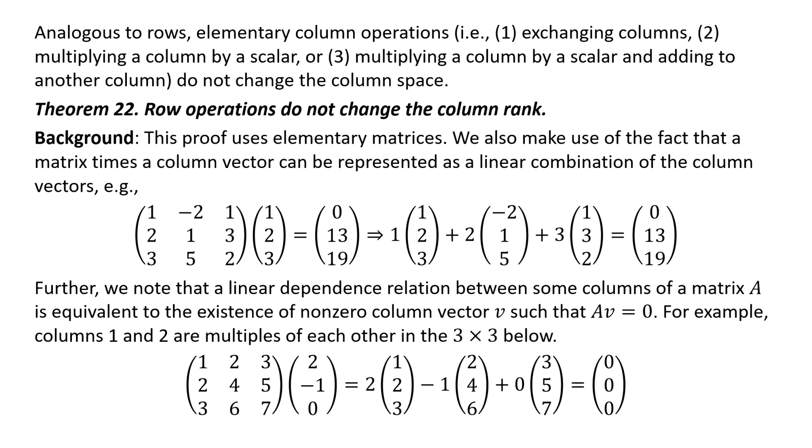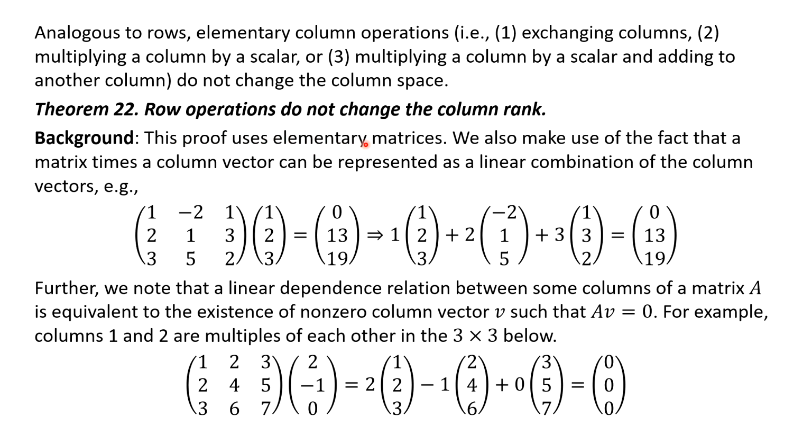Analogous to rows, elementary column operations, that is, exchanging columns, multiplying a column by a scalar, or multiplying a column by a scalar and adding to another column, do not change the column space. In addition, and maybe somewhat surprising, row operations do not change the column rank. So let me give you some background on this first, and then I'll prove it on the next slide.